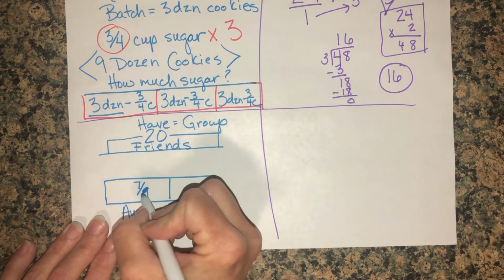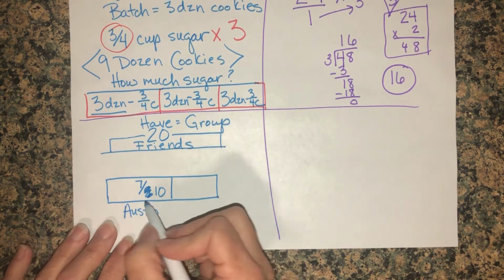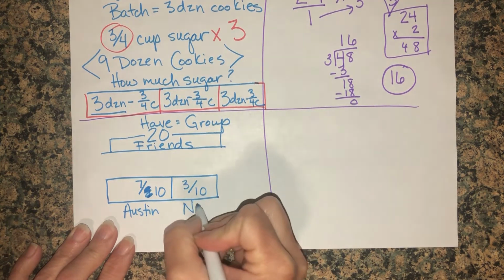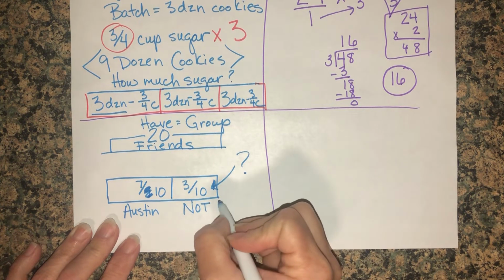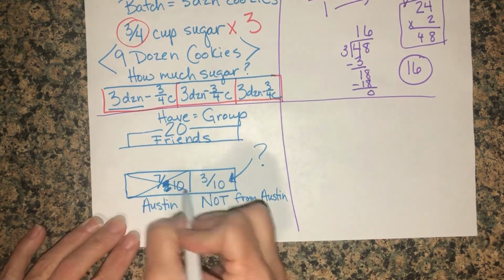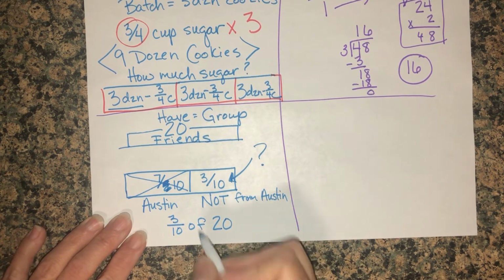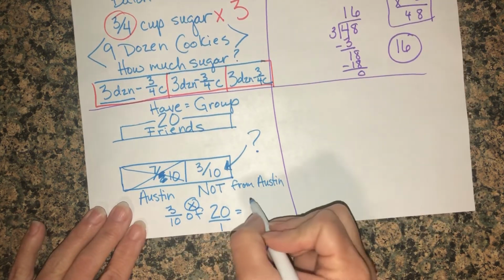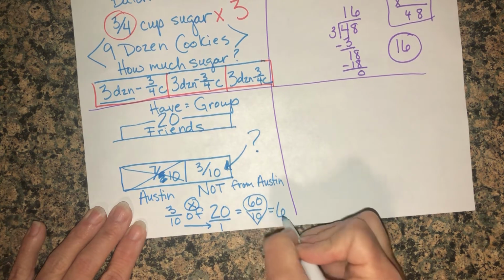Actually, this one's not going to work out. Let me change it to 7/10 because otherwise we're going to have fractional friends and that's not going to work out well. So 7/10 are from Austin and 3/10 are not. You've got to be able to figure out this missing part because my question a lot of times is how many friends are not from Austin? The 7/10 just helps you get to the 3/10. You're looking for 3/10 of 20, which is 3/10 times 20. 3 times 20 is 60. 10 times 1 is 10. I divide 60 divided by 10, and that's 6 friends.